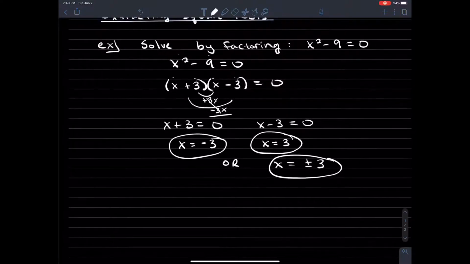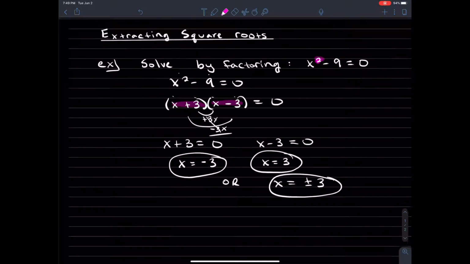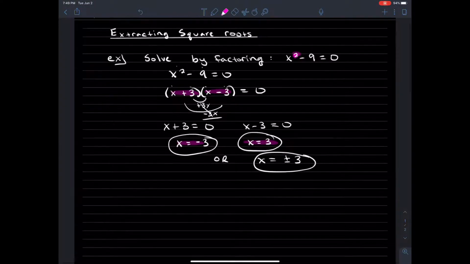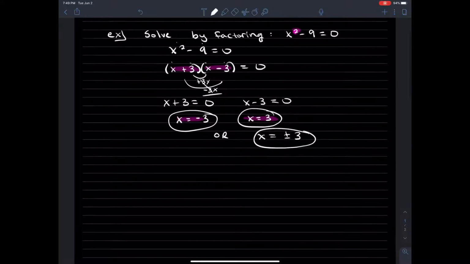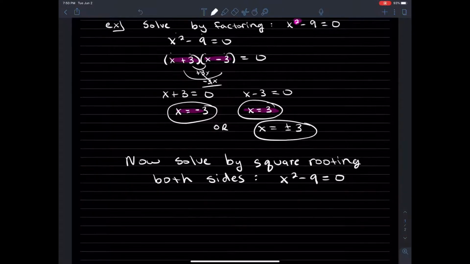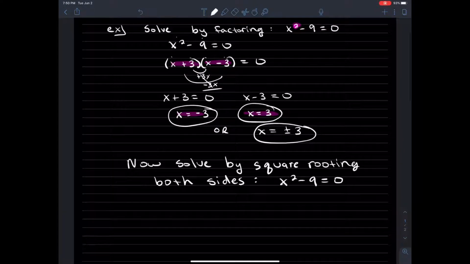Just keep in mind that when we have a quadratic, a degree 2, there are two possible factors, so two answers, two solutions, unless they were repeated roots, repeated factors. Okay, so now our next problem, same problem. We are going to now solve the same problem by taking the square root of both sides.